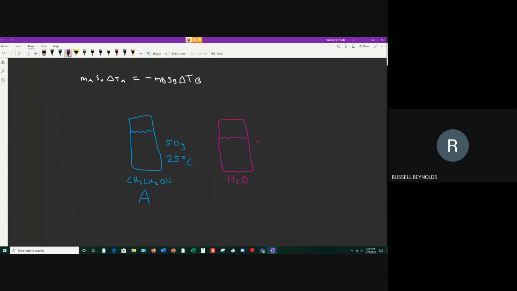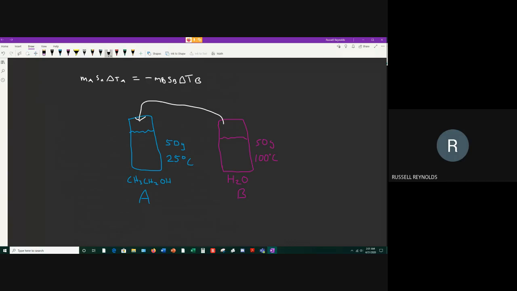And let's say we also have 50 grams of this. However, this water is at the boiling point, 100 degrees C. So this will be system B. So what we're going to do is dump this boiling water into this room temperature ethanol.